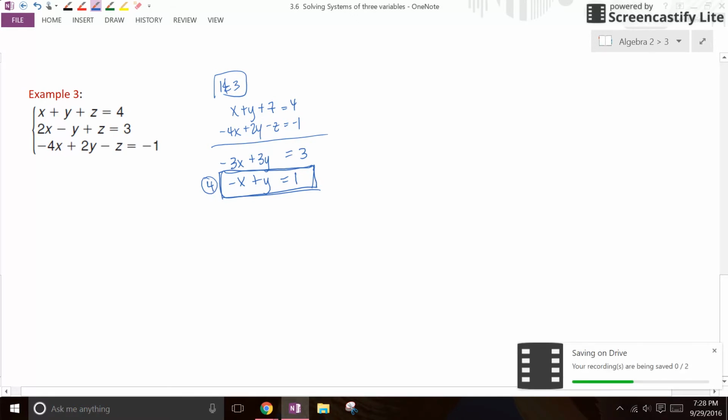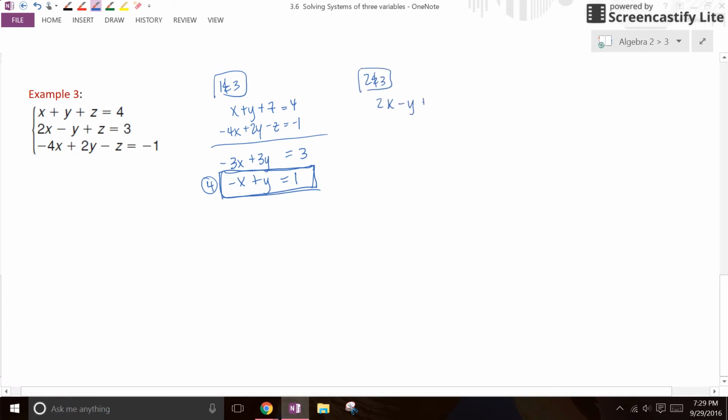So now I'm going to try something. I don't know why I picked 1 and 3 first. Why not 2 and 3? All right, now I'm going to do 2 and 3. So 2 is 2x minus y plus z equals 3, and negative 4x plus 2y minus z equals negative 1. And again, trying to get rid of z's, whatever you picked first, you have to do again, because otherwise the 4-5 trick won't work. All right, we get negative 2x plus y equals 2. And there's our new equation 5.